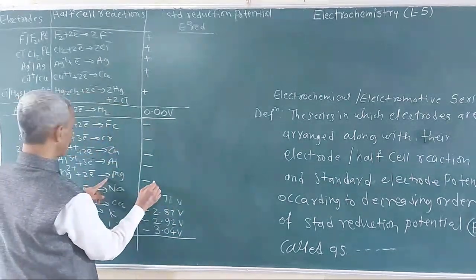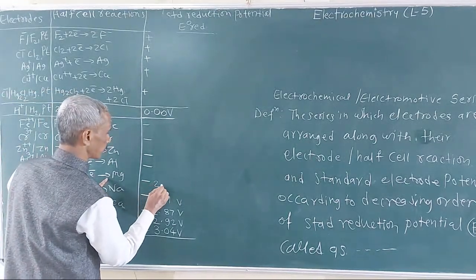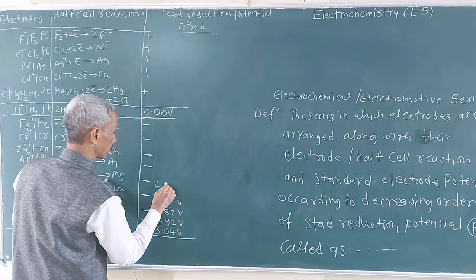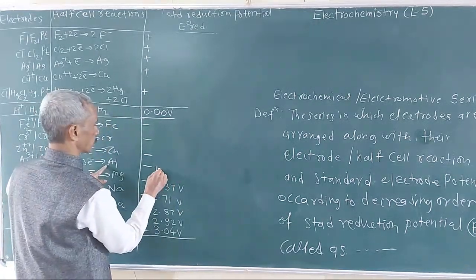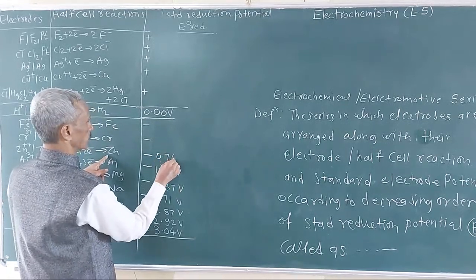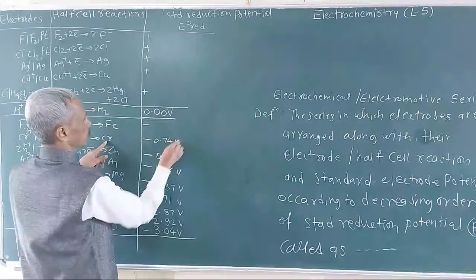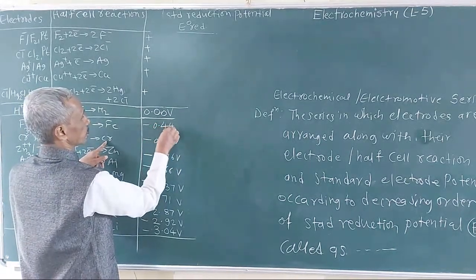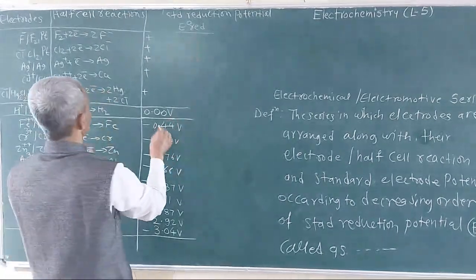This is the magnesium electrode and it is given as 2.37 volts. This is the aluminum electrode, 1.66 volts. This is the zinc electrode, 0.76 volts. This is the chromium, 0.74 volts, and for the iron it is 4 volts. So all the reduction potentials for these are given.